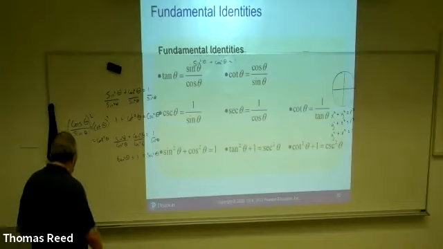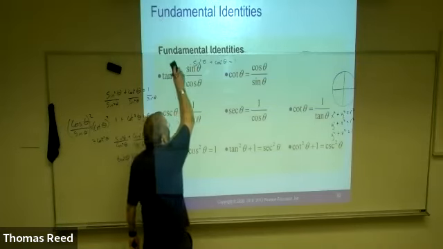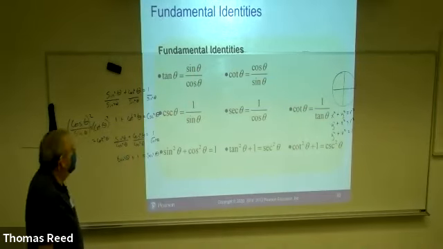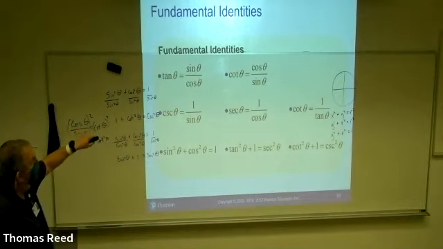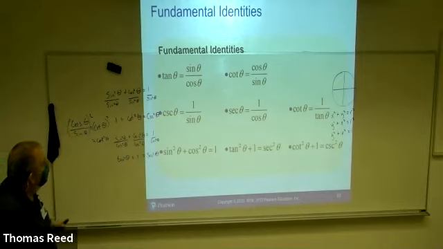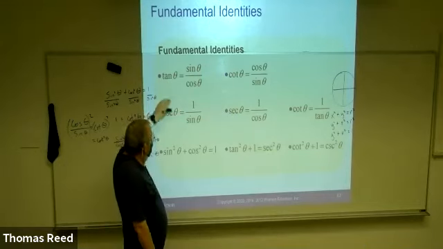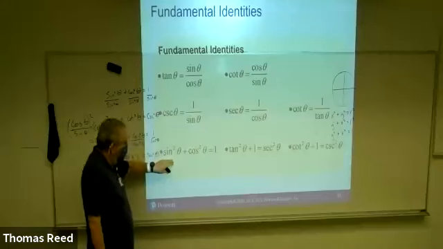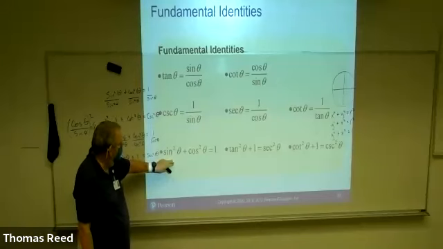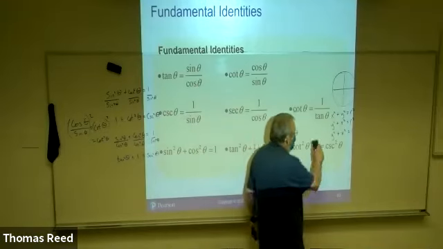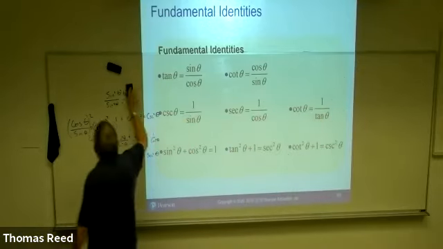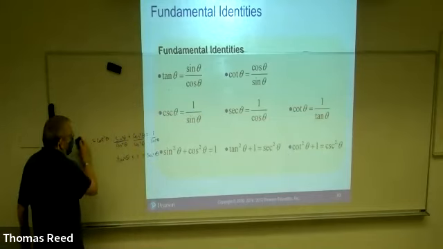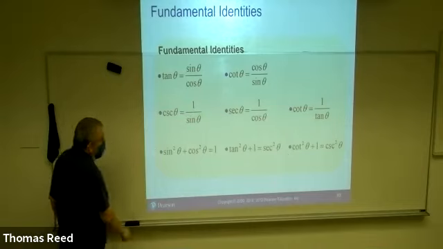Now, here are the fundamental trig identities. That's what we've gone over so far today: the reciprocal functions, the quotient identities, the reciprocal identities, and the Pythagorean identities. Those are the fundamental trig identities. We can do a lot with these. We can use these to solve things.